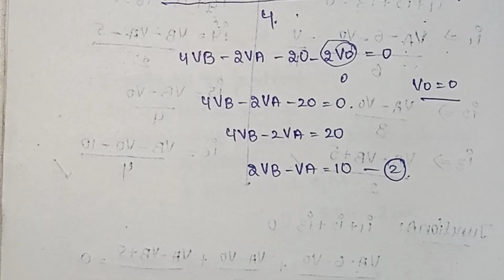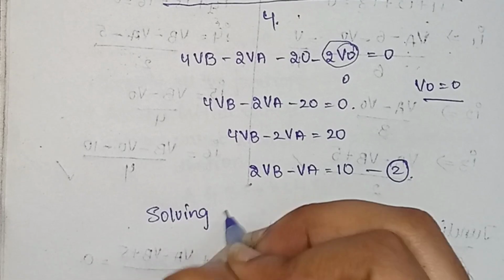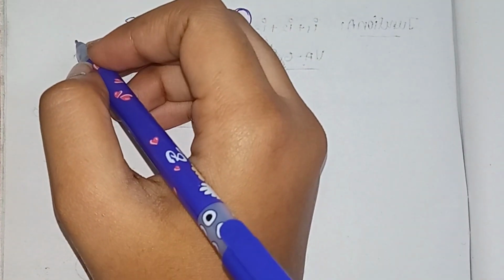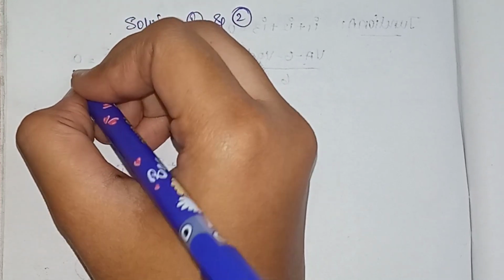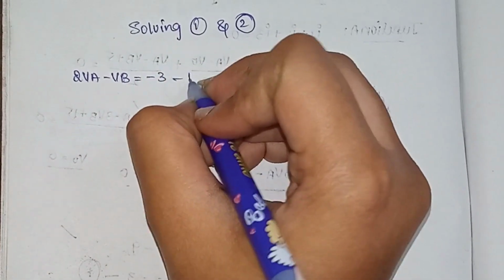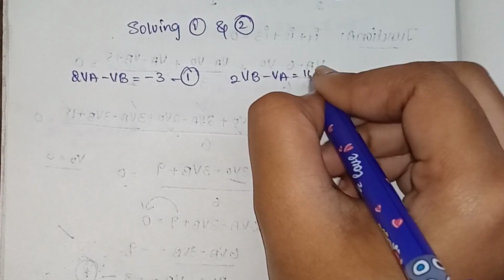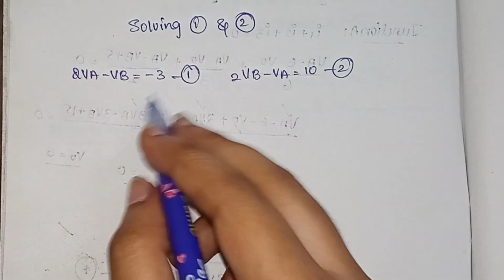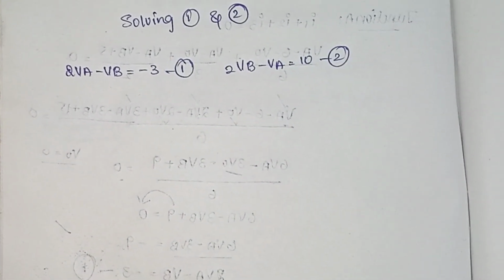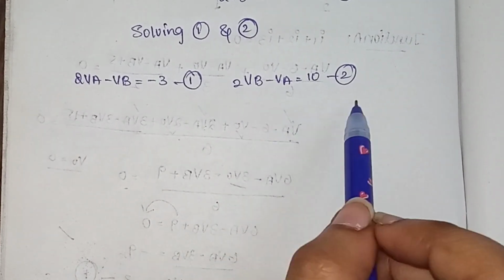So now what we need to do? We need to solve both equation 1 and 2. So solving 1 and 2, what we'll get? The first equation is 2VA minus VB is equal to minus 3. This is our first equation. And 2VB minus VA is equal to 10. This is our second equation. So how can we solve the equations? We can do the substitution method. By solving a system of linear equations, we learned it in our 9th and 10th standard grades. So by using those methods, you can solve.